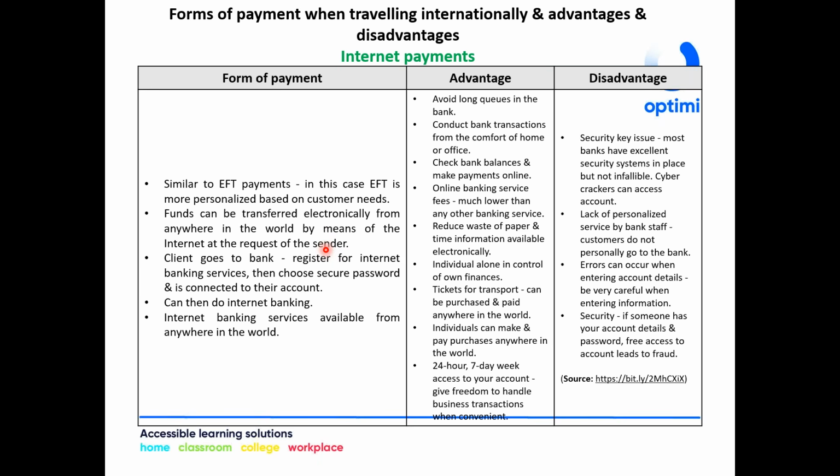Clients go to the bank, register for internet banking services, then choose a secure password, and it is then automatically connected to the account of the traveler or of the client, and you can then do internet banking. Internet banking services are available from anywhere in the world. Okay, so that's what makes internet payments so much easier.